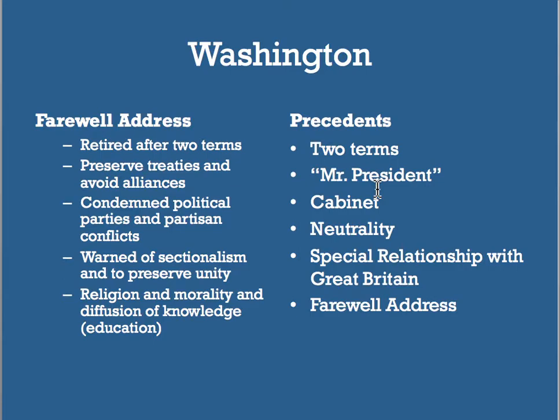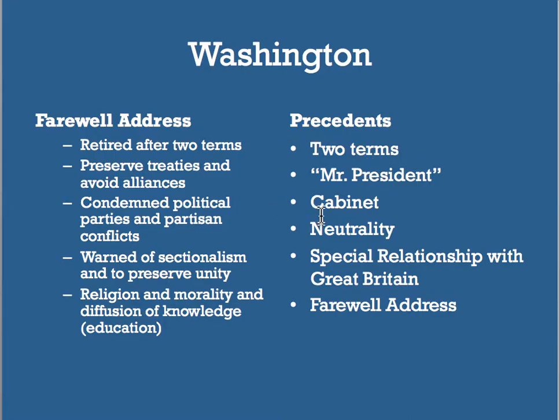The second precedent is being called Mr. President. It's a much more informal term than many wanted. John Adams, for example, wanted to be called His Excellency, but this precedent from George Washington that says, we're just pretty casual, call me Mr. President, we'll call it a day, holds true up to this day.